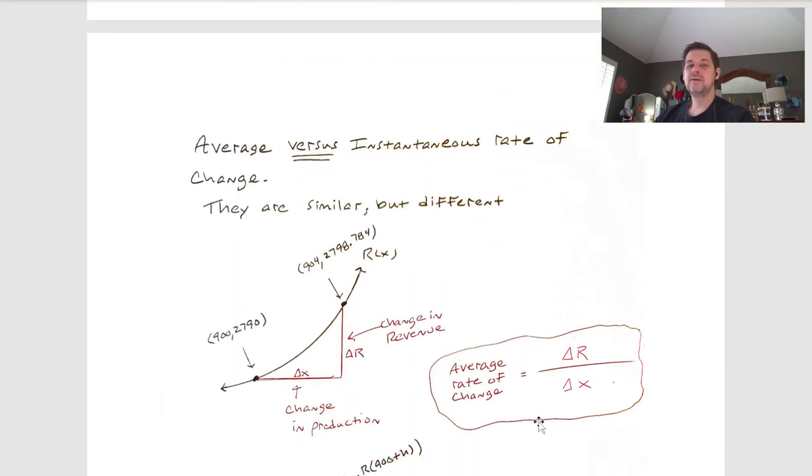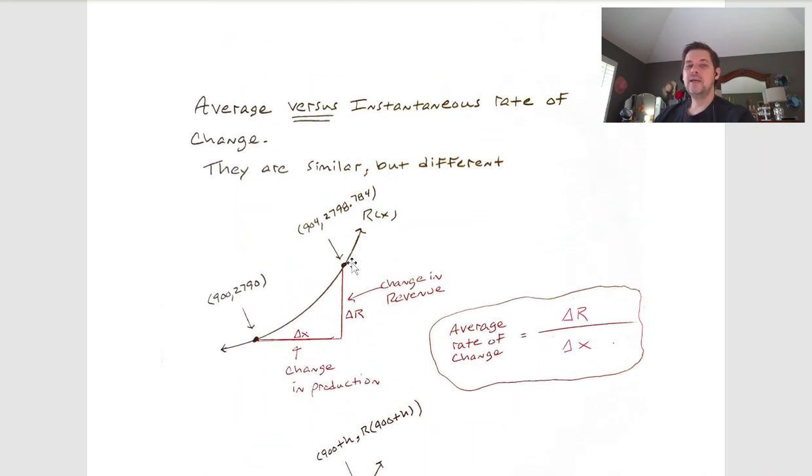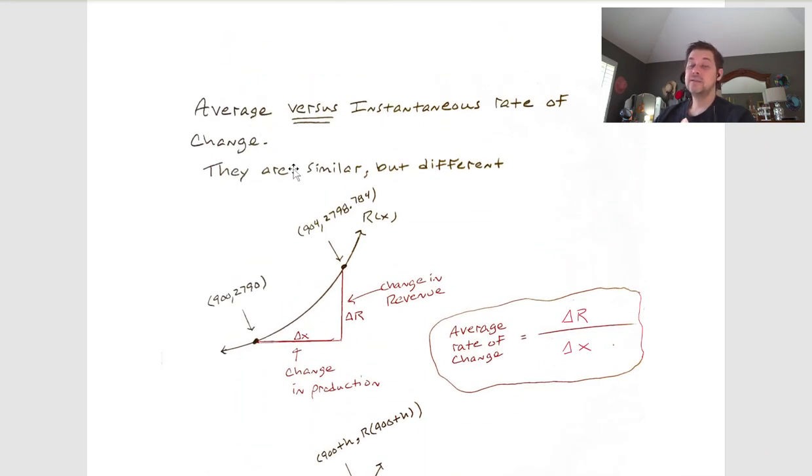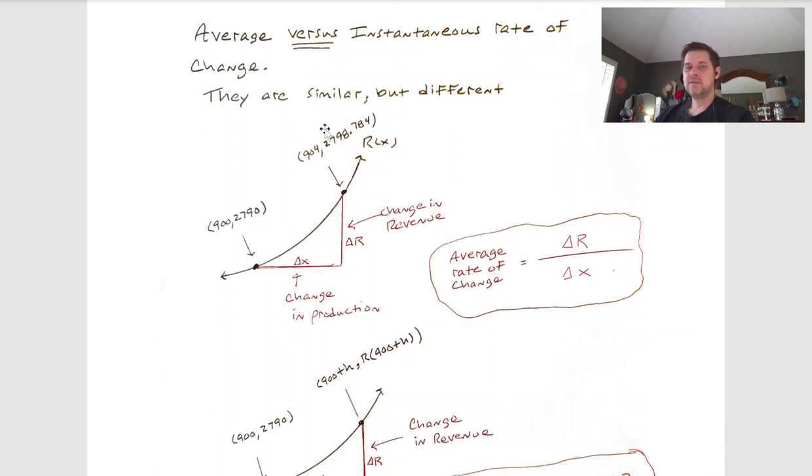So let's talk about how they're the same and how they're different. So yes, the average and the instantaneous rate of change, they're similar, but they're different. Remember when we calculated that average rate of change, what we found our numbers to be was the change in revenue over the change in production. Thinking of it like that on the revenue curve, as you jump from this point on it to this point on it, this much additional production gets you this much additional revenue.